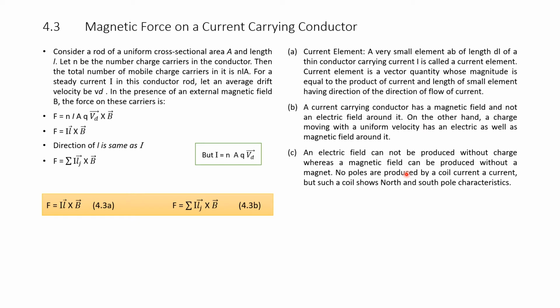No poles are produced by a coil current, but such a coil shows north and south pole characteristics. So, a current carrying conductor will not produce any poles, but a coil shows north and south pole characteristics.